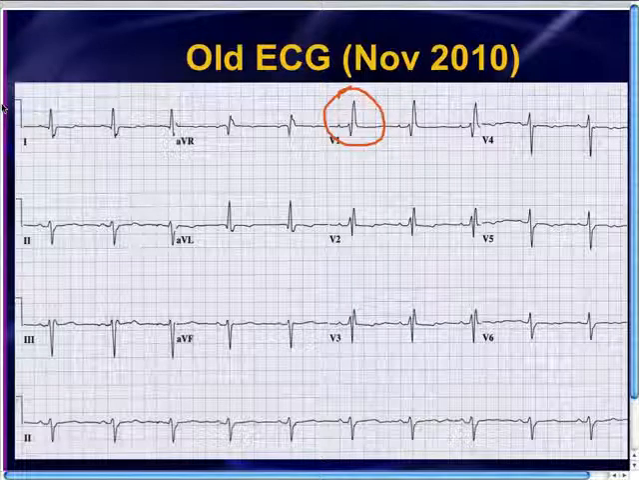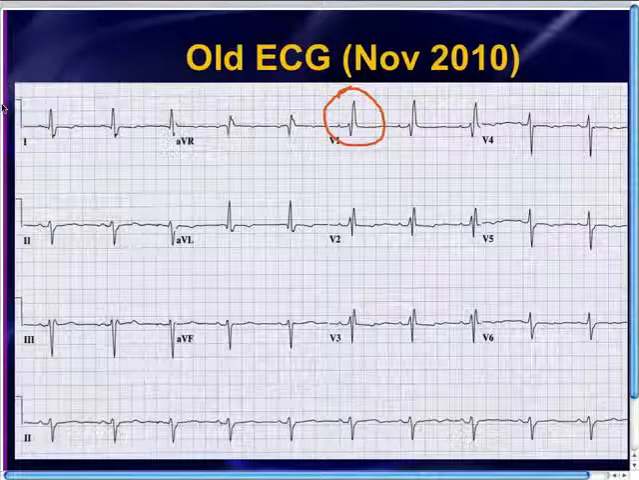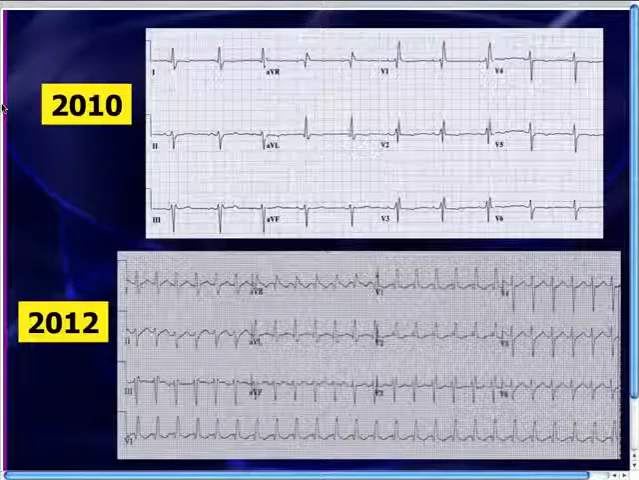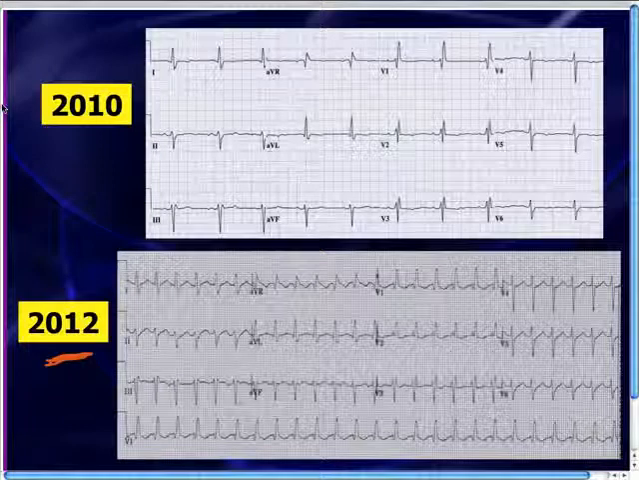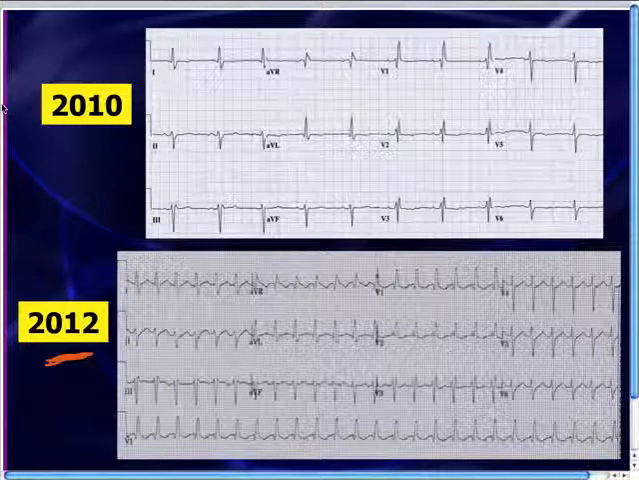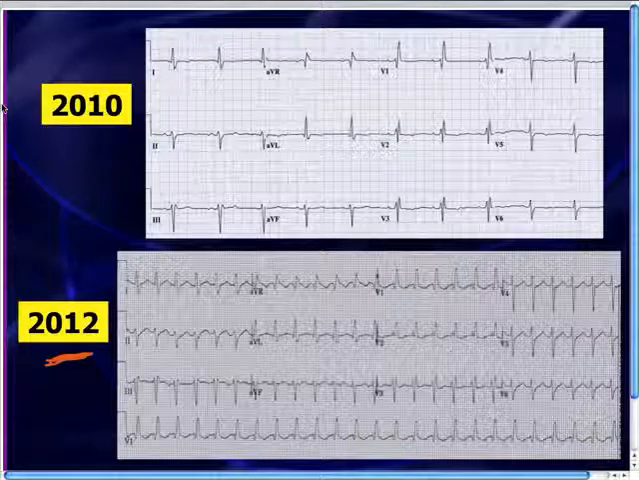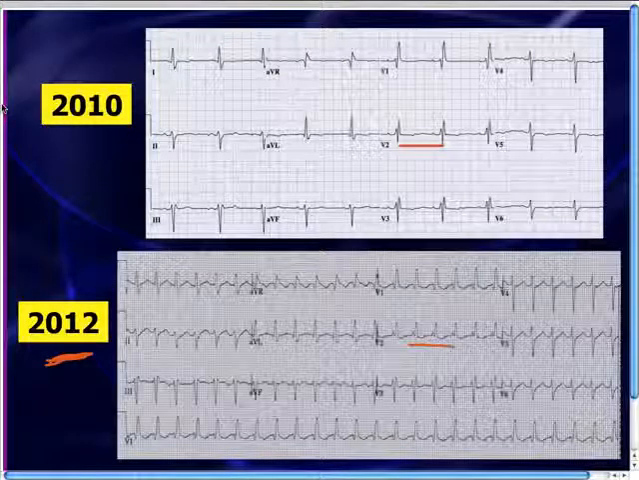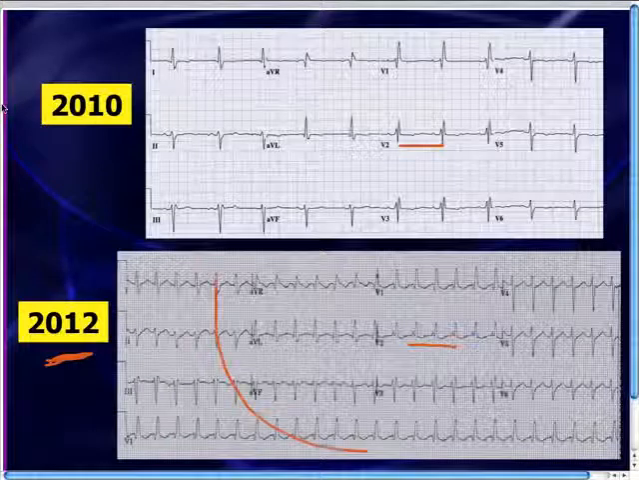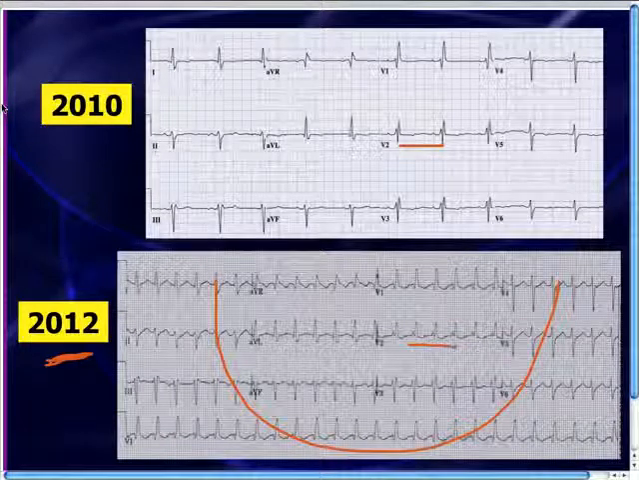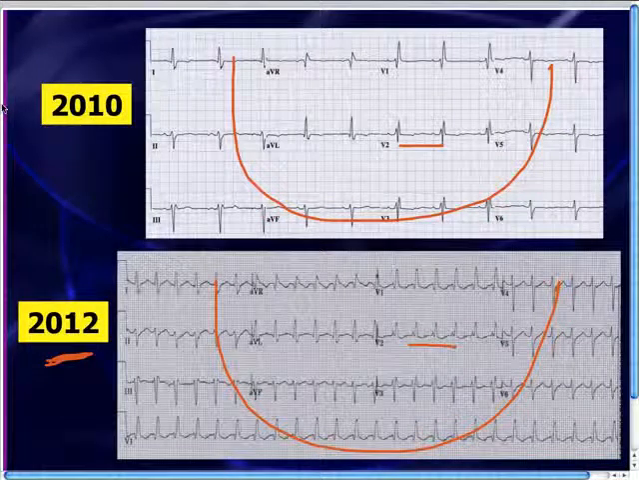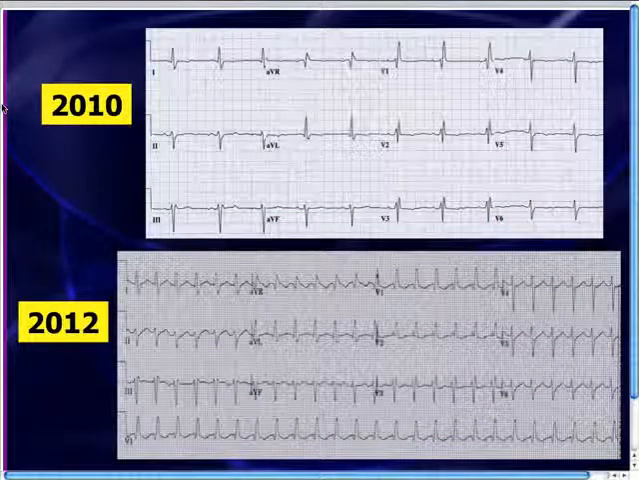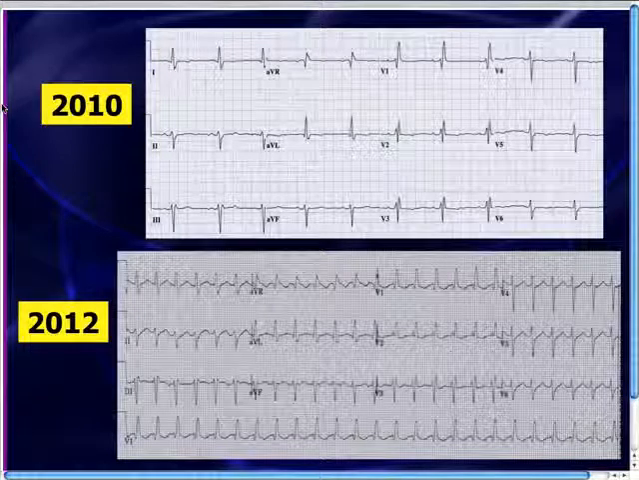And furthermore, when we put the 2 EKGs next to each other, the 2010, the old EKG, versus what she's got right now, you'll notice that the QRS complexes are completely identical in all 12 leads. Maybe in lead V2, there's a slight difference in the QRS complexes, but that might just be from lead placement. In all the rest of the leads, the QRS complexes are identical.